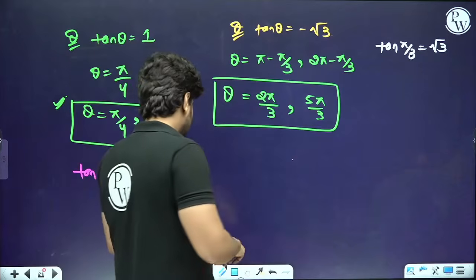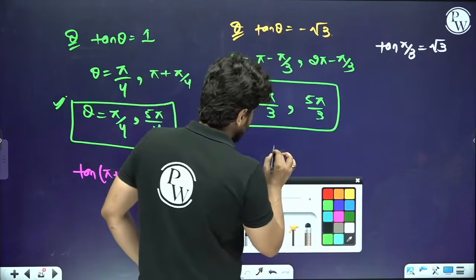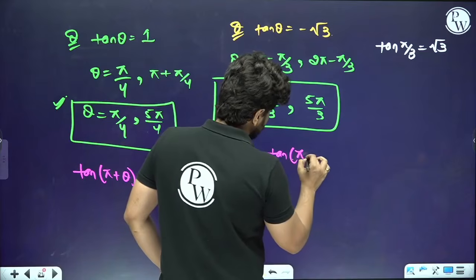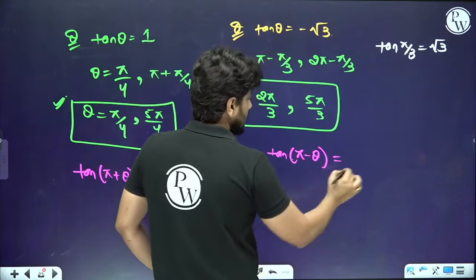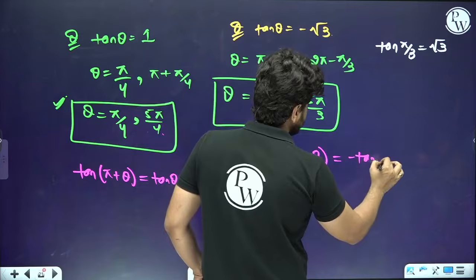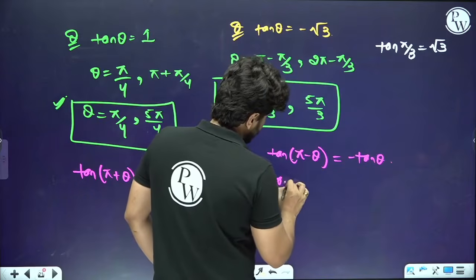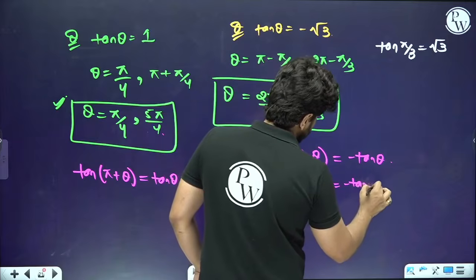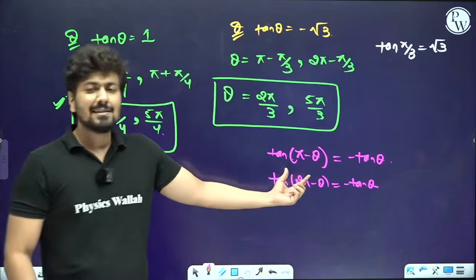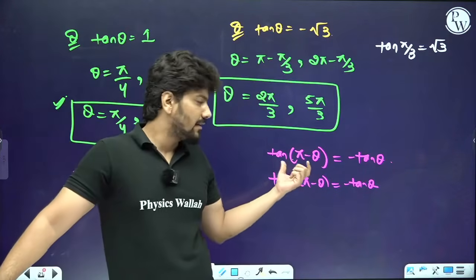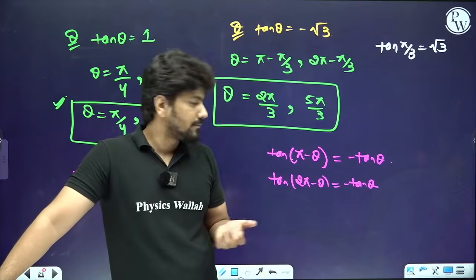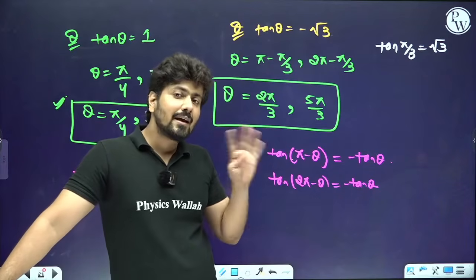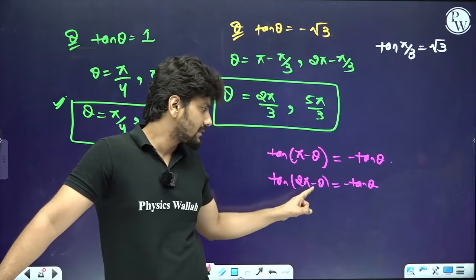Okay, let me write the formula. We know that tan of pi minus theta is minus tan theta, and tan of 2 pi minus theta is also minus tan theta. See, pi minus theta is an angle in the second quadrant. That is why we know that in the second quadrant tan is negative. 2 pi minus theta is an angle in the fourth quadrant. So this is second, this is fourth.